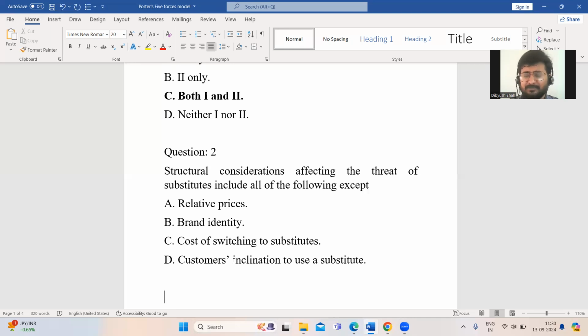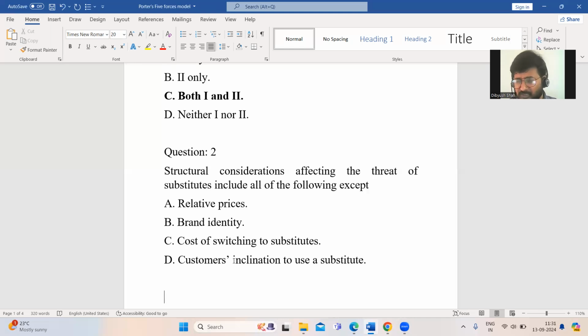Brand identity. This means I'm very loyal to a brand. No matter what happens, I will not change my brand. You ask any iPhone user, they will generally say they will not buy any other phone during their lifetime, if they have the funds, of course, other than an iPhone. It's brand loyalty. Whenever it is there, no matter what the prices are, no matter what your fundamentals are, generally substitutes will not enter the picture because the customer is very loyal towards a particular brand. So this should be our answer, but we have to read all the options to be sure.